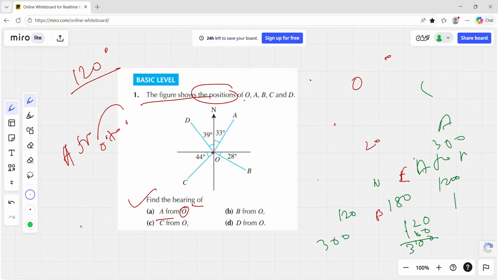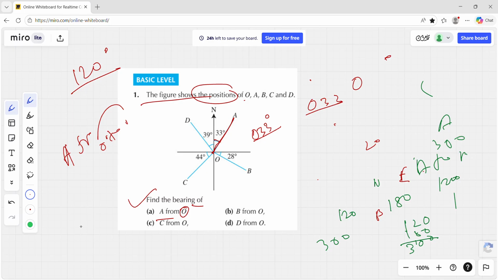So here is the O, and you need to go to A. So this is your A. So you need 33-degree bearings. Bearing should be written in this format: zero, and then three digits. You have to use three digits, so if there is a two-digit number, you have to put a zero in front. That's how you identify the bearings. So 030 degrees. The bearing of A from O, or O to A, is 030 degrees.